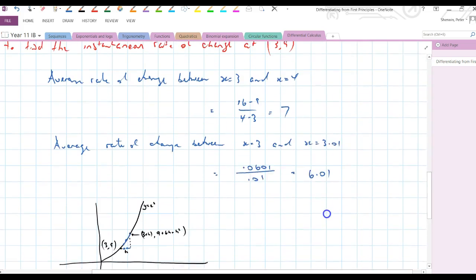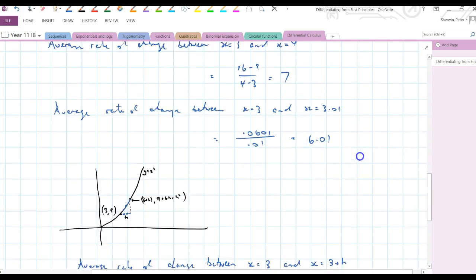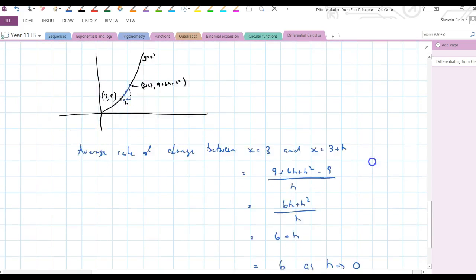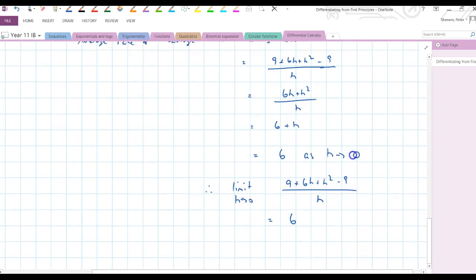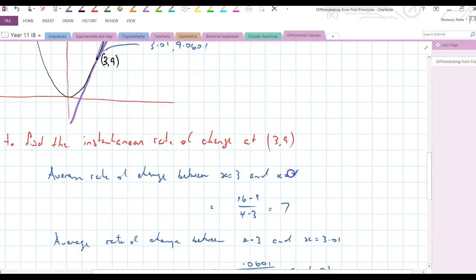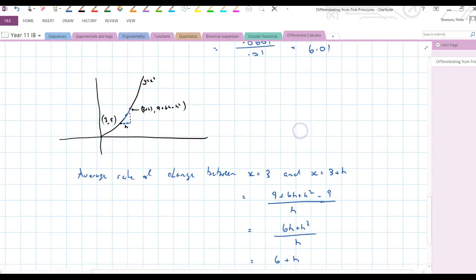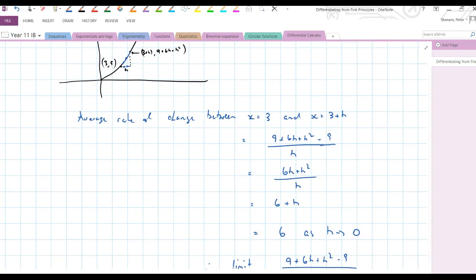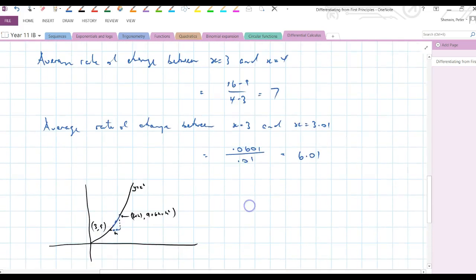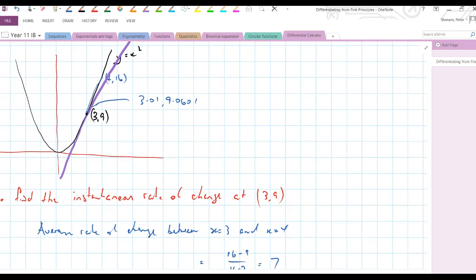And does that make sense from what we're doing up here? Sure it does. We're getting in closer. The closer we get in, we went from 7 to 6.01. Now I'm saying, well, let's get right into 0. Well, there's our limit. So this 6 should be, and actually is, the gradient of my purple line. Okay, so that's the process by which we narrow down, and this is the first principles process of finding the derivative of a function, finding the instantaneous rate of change at a point.